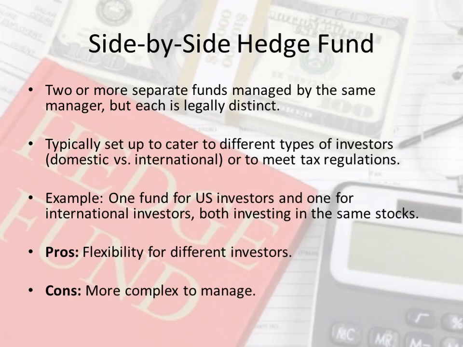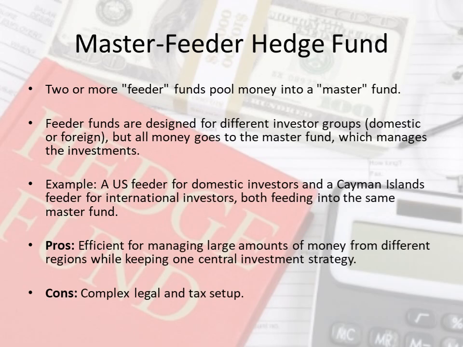Now we will see the third structure of a hedge fund, that is master feeder hedge fund. The master feeder hedge fund is a bit like a funnel. Exactly. Different feeder funds collect money from investors, and all that money gets funneled into one big master fund that actually makes the investments. Think of it this way.